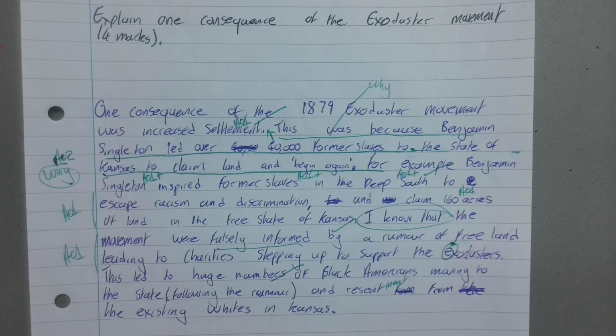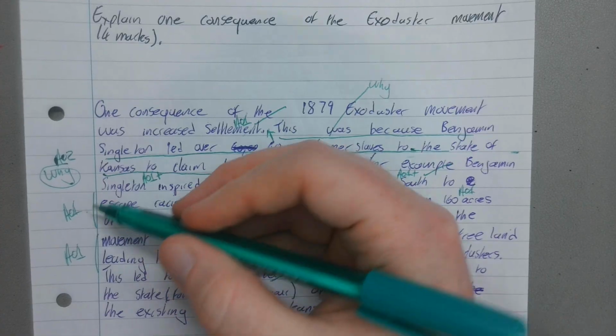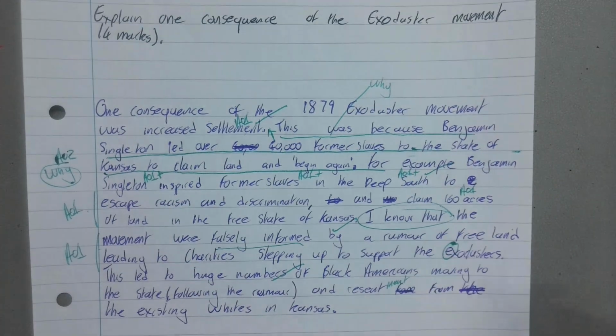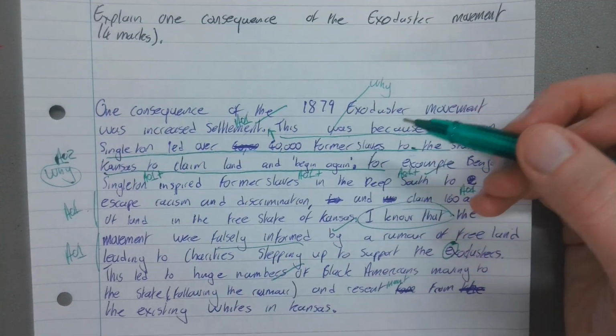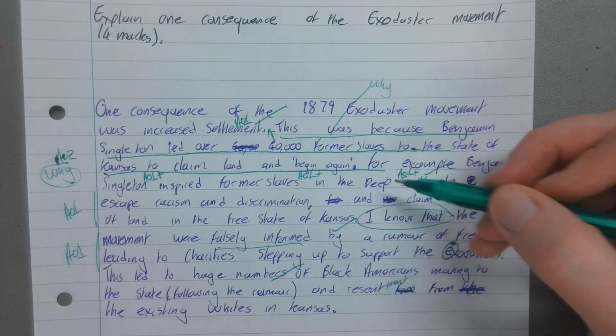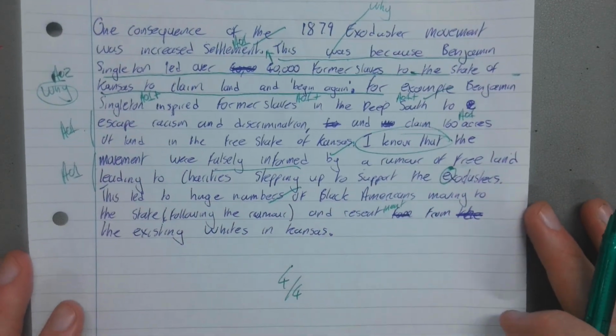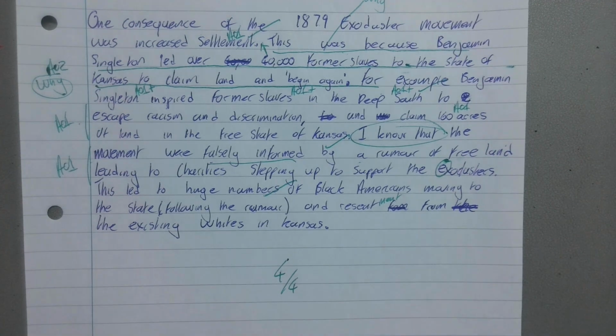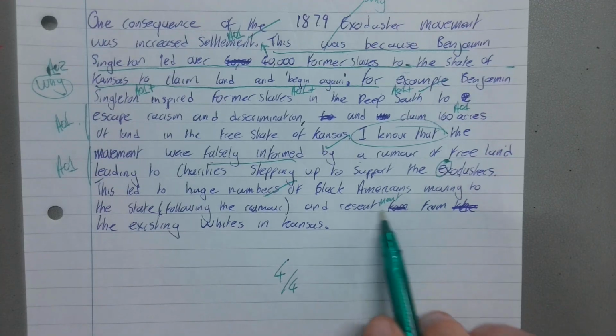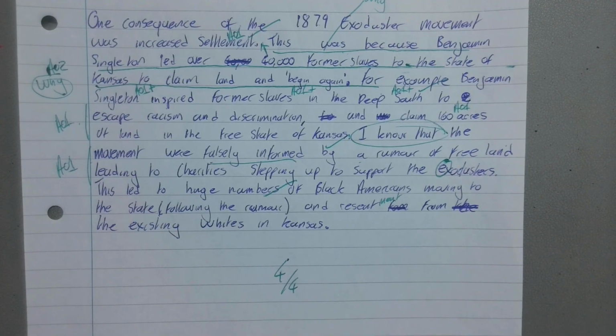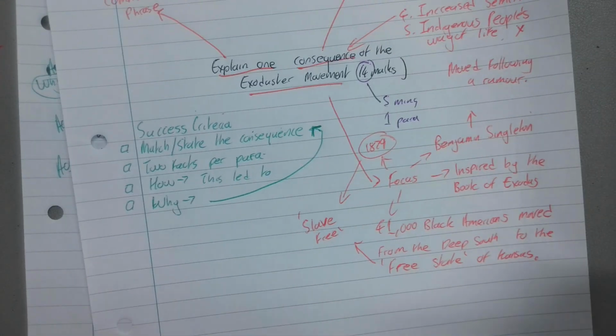I know that the movement were falsely informed by a rumour of free land, leading to charities stepping up to support the Exodusters. So here, as you can see, I've already annotated. There's my first fact, there's my second fact. So I've stated the consequence, I've done my why, I have stated my first fact and my second fact. Let's just make sure I go for a 4 out of 4. This led to huge numbers of black Americans moving to the state following the rumour and resentment from the existing whites in Kansas.